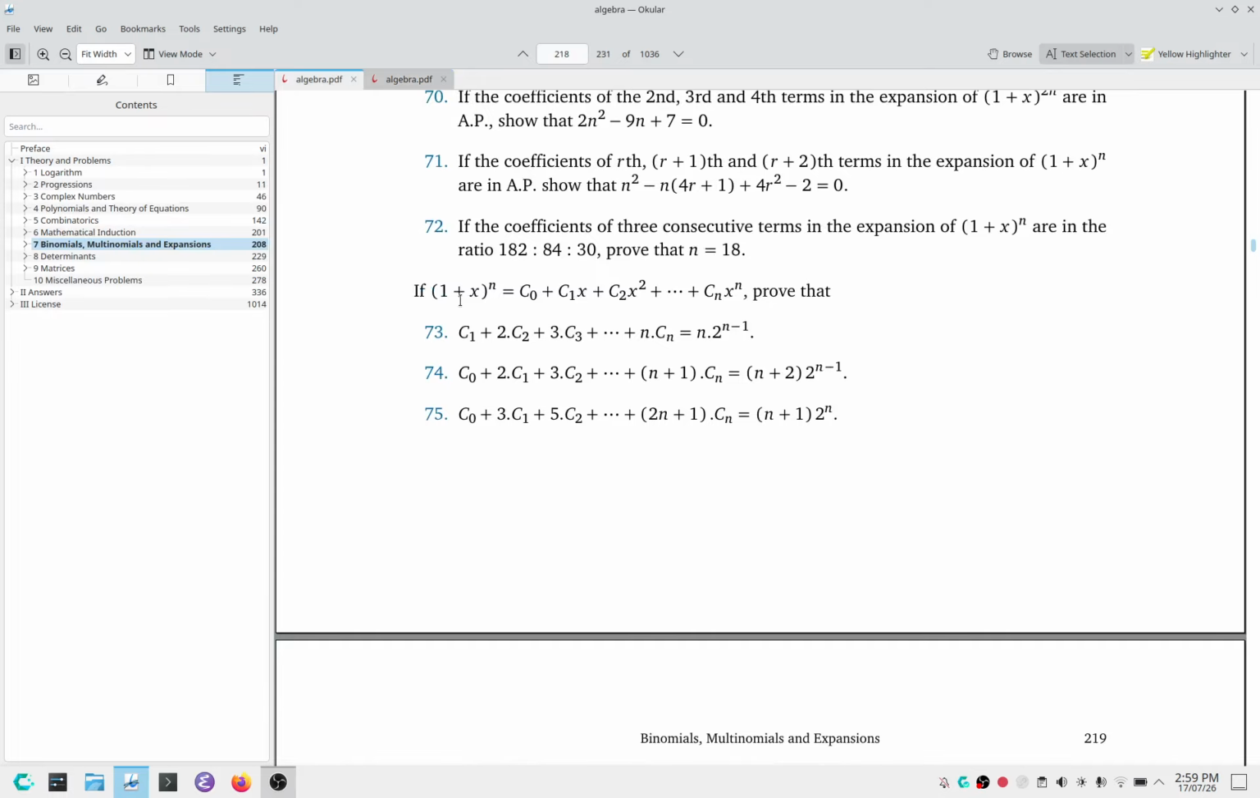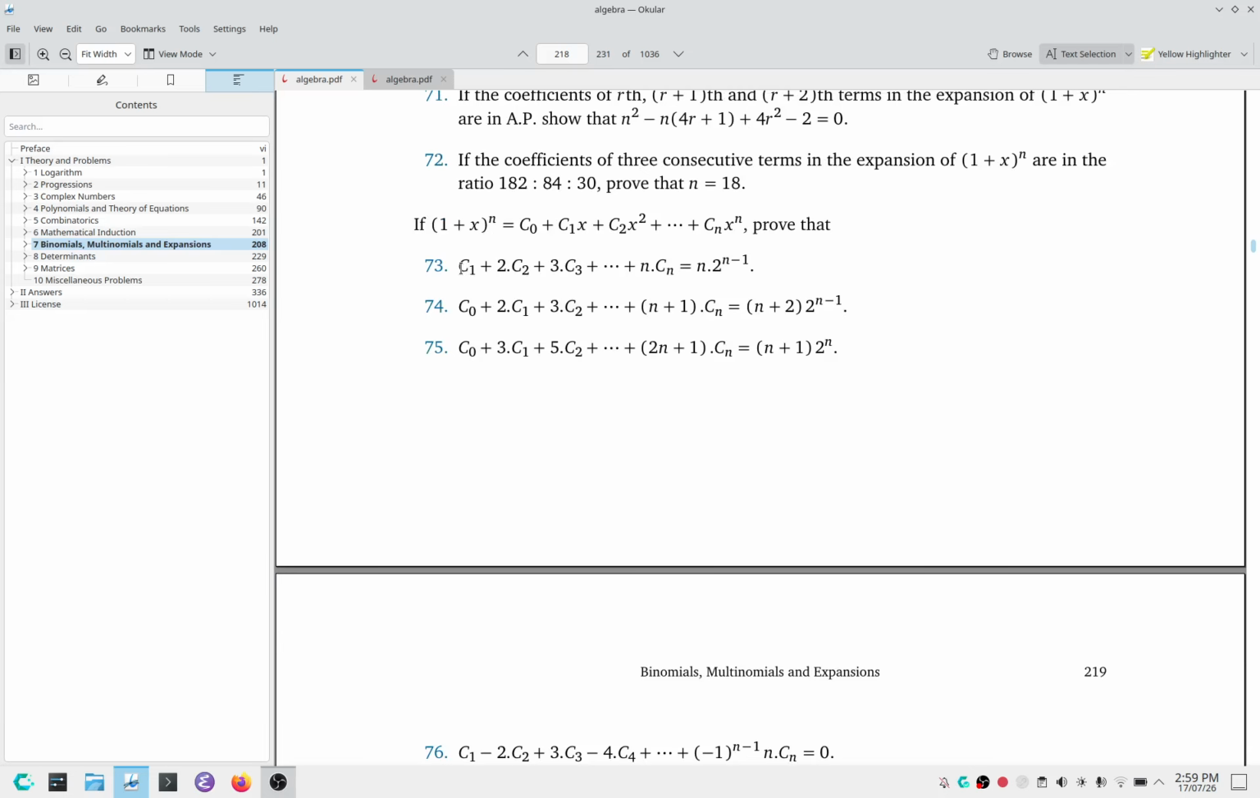Now we have a series of questions on the expansion (1 + x)^n is equal to C0 + C1x + C2x² up to Cn x^n. Here C0 means nC0, C1 means nC1, C2 means nC2, and so on.